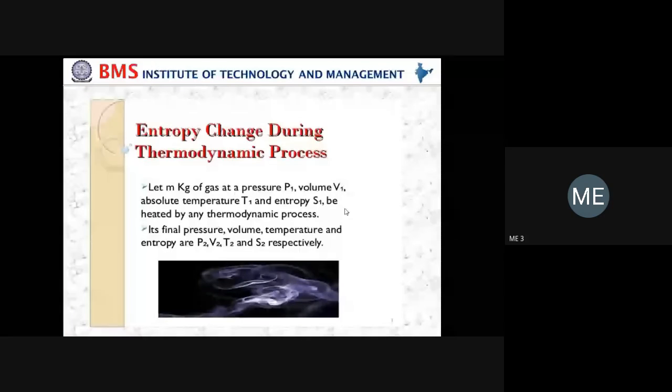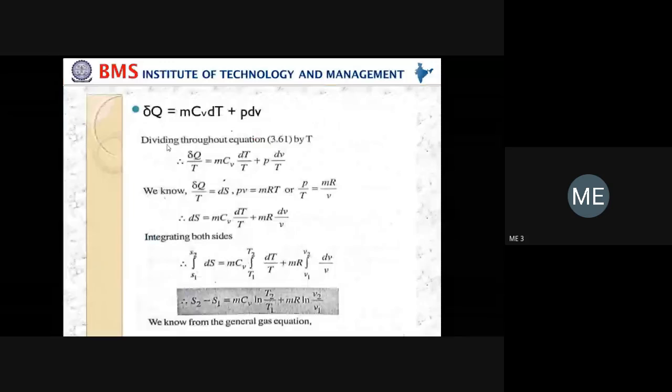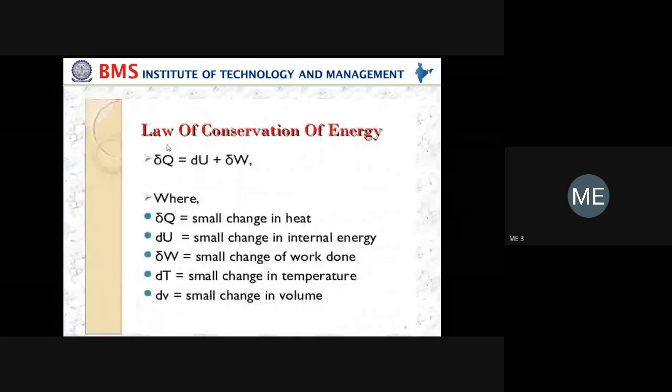Already you know the law of conservation of energy, that is, the first law of thermodynamics for a system undergoing a change of state is given by Q equals delta U plus W. Whenever you write it in differential format, you can write dq equals du plus dw. So this is the equation in differential form.